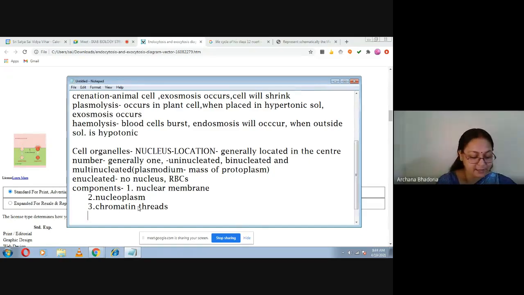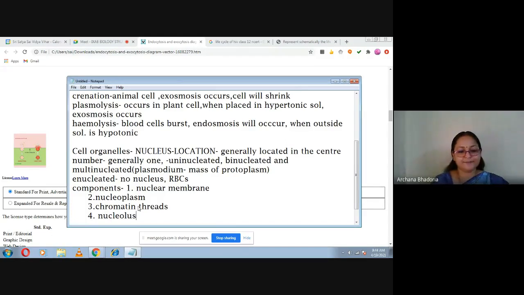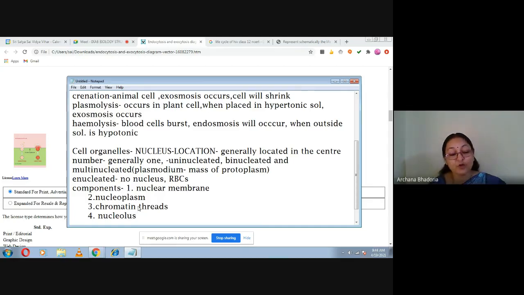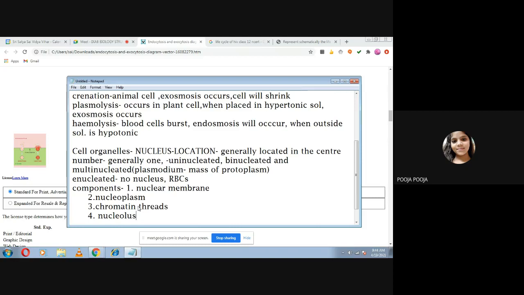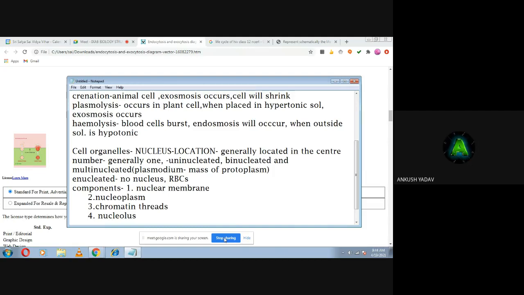Okay, and then the next, that spherical structure, what is it? Nucleolus. So how many components will we be discussing in the structure of the nucleus? Four components. These are the four structural components. Is it clear? About each, the electron microscopic structure, we will be discussing in the next class, children. So I'm stopping the sharing. All have noted this much? Yes, ma'am. Okay, so I have stopped the sharing.